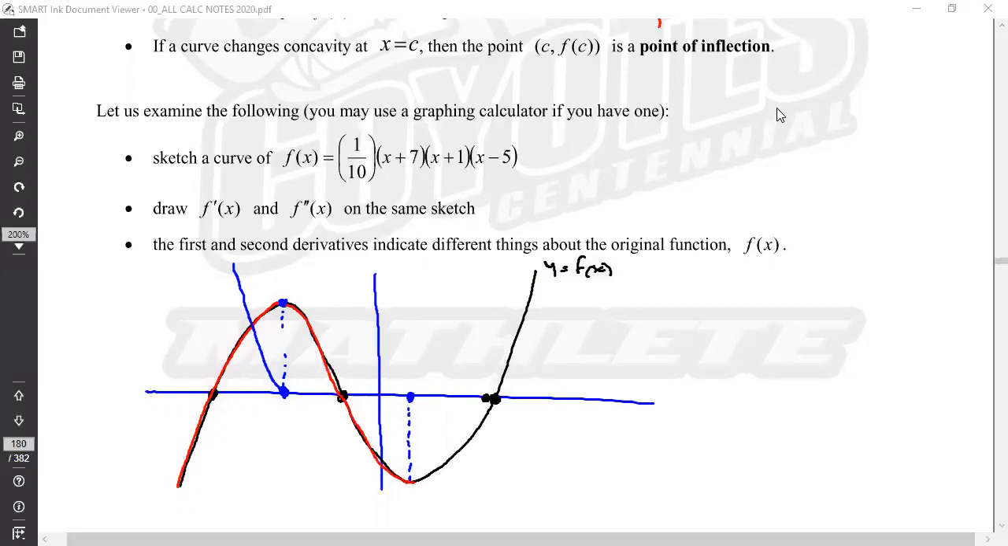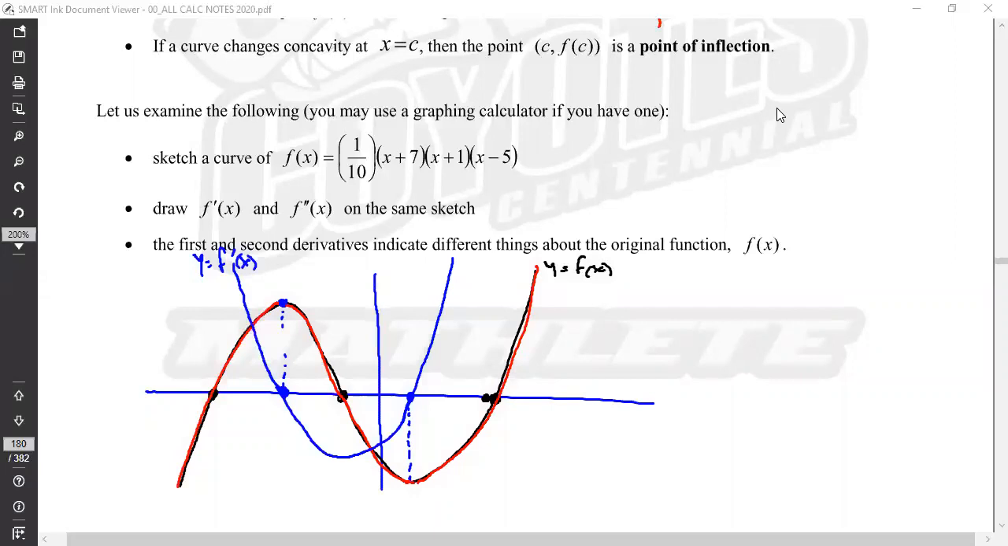While this is decreasing, our first derivative is going to be negative, so it's going to be down below the x-axis. And then this last part is increasing again. And if it's increasing again, that means our first derivative is positive. So here's my graph of y equals f prime of x.